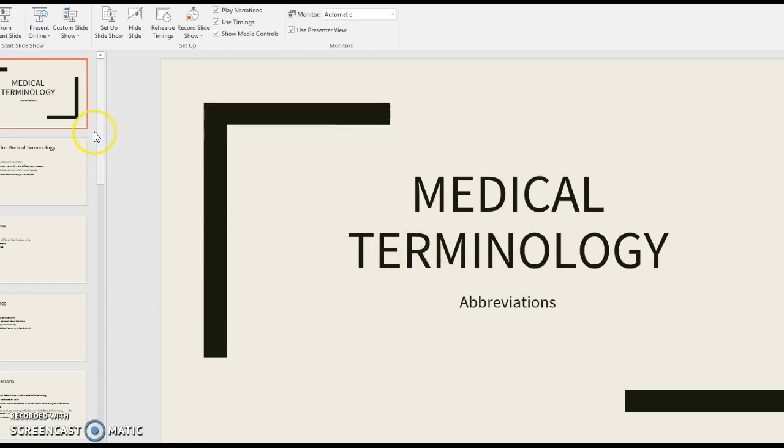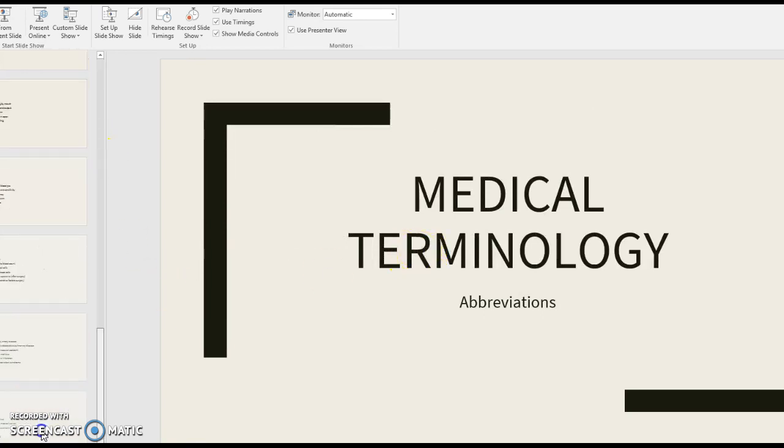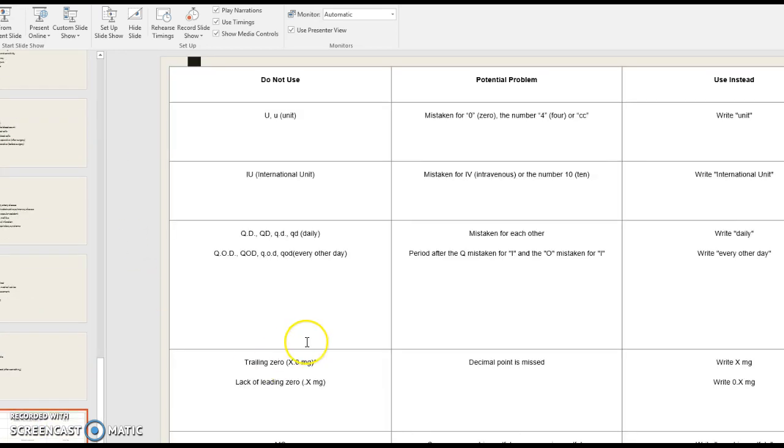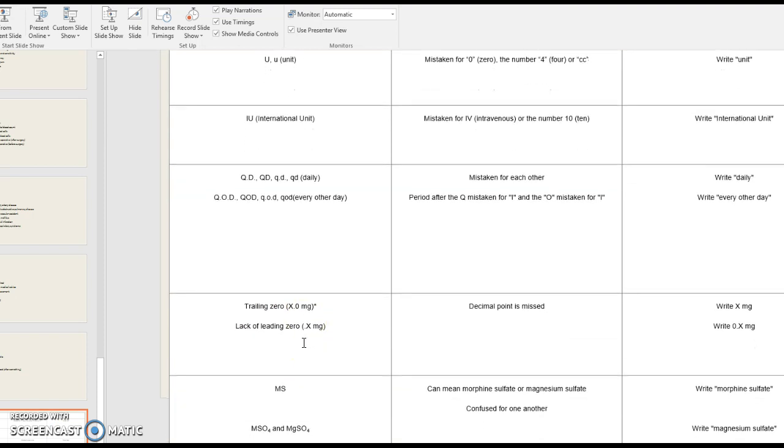You don't want to write, we used to write MS, for morphine, or it could be magnesium sulfate. And we also don't want to write MSO4 or MgSO4. You want to write morphine sulfate or magnesium sulfate. I will say it is easier now if you're working in an institution that has electronic charting, because typing, it's easier to read. Handwritten could be a problem.